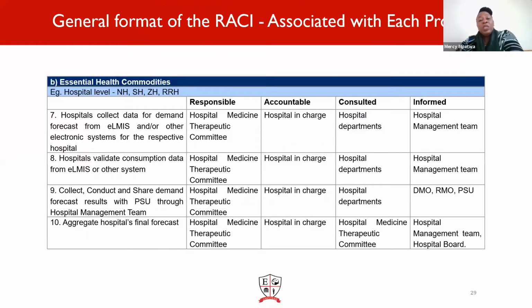Yeah, as I said, that was the general format of RACI, and now we go to see under the RACI matrix, who is responsible, who is accountable, who needs to be consulted, and who needs to be informed. We said that in the step where the hospital collects data for demand forecast from ELMIS and other electronic systems, the responsible there is the hospital medicines and therapeutics committee. And who is accountable? It should be the hospital in charge, because the hospital in charge is the chairman of that committee, and the pharmacist will be the secretary.